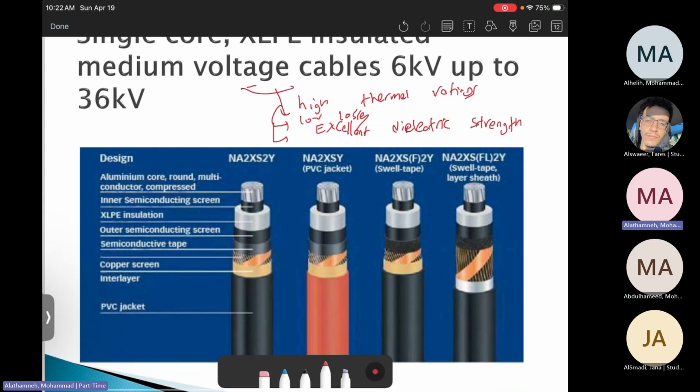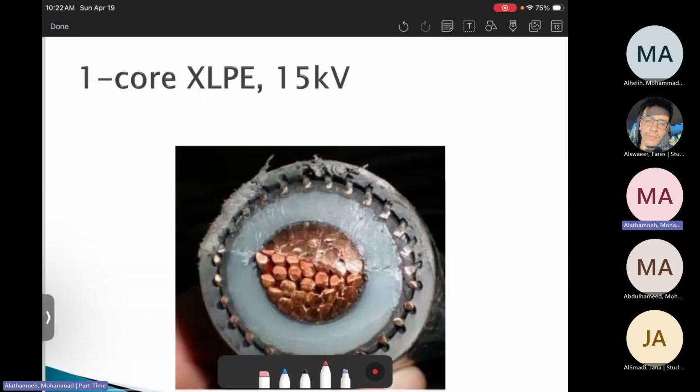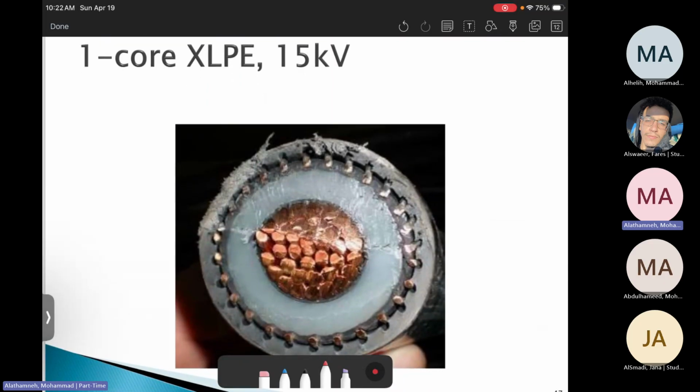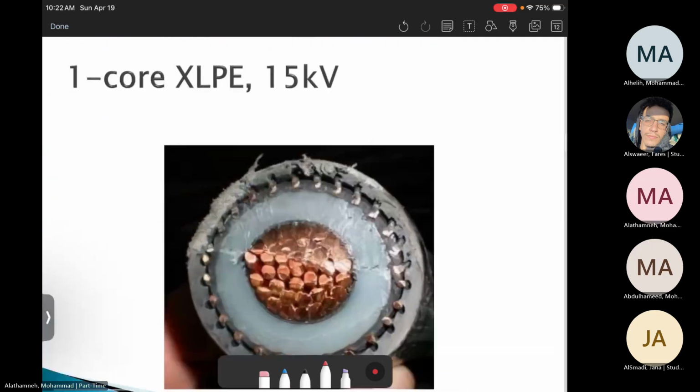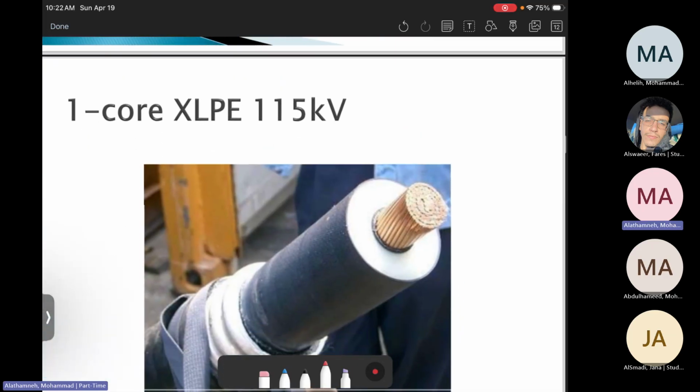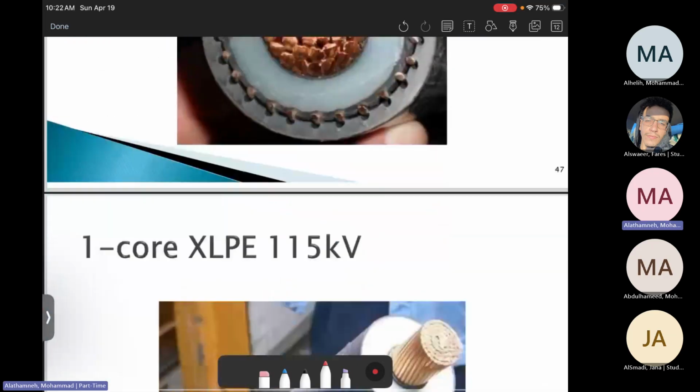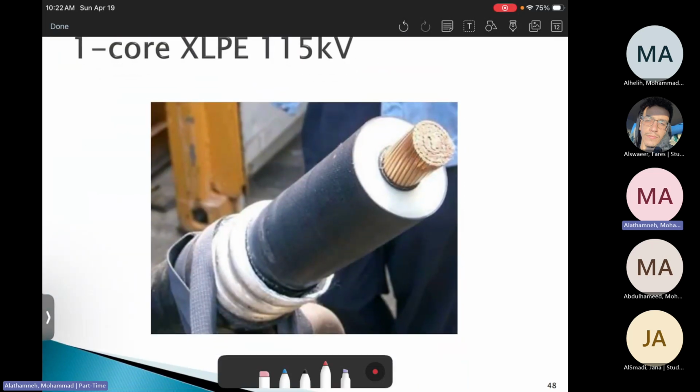Now for the application, this one can be used in medium and high voltage. It can also be used in renewable energy systems, and it is commonly used worldwide. Here is the single core, 15 kilovolt, as we see the size of the cross-sectional area. Then the other one here uses 115 kilovolt, and as we see, this one has higher ratings.